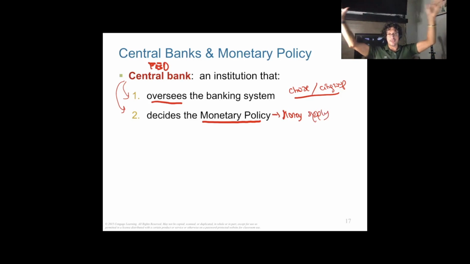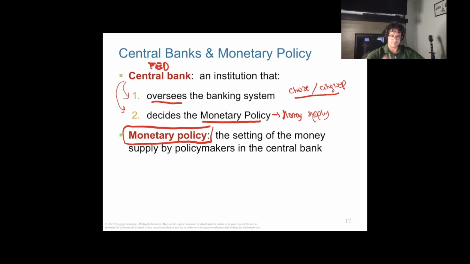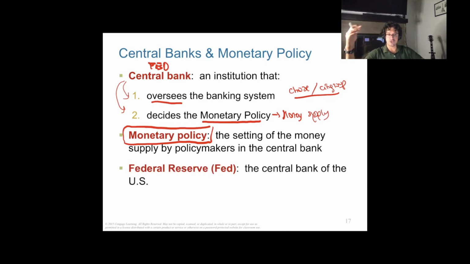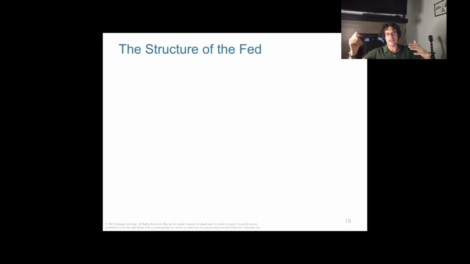It has to oversee the banking system and make sure that banks do not take too much risk. And then it has another function, which is monetary policy, which is really determining the money supply. So the Federal Reserve in Washington has two main functions: overseeing the banking system and deciding the monetary policy. By monetary policy, what do we mean? The setting of the money supply by policymakers in the central bank. So the Federal Reserve is the central bank of the United States that determines the money supply in the United States.